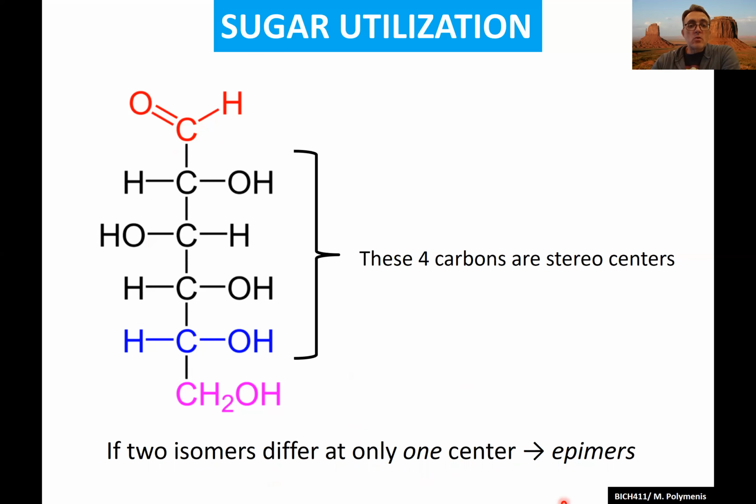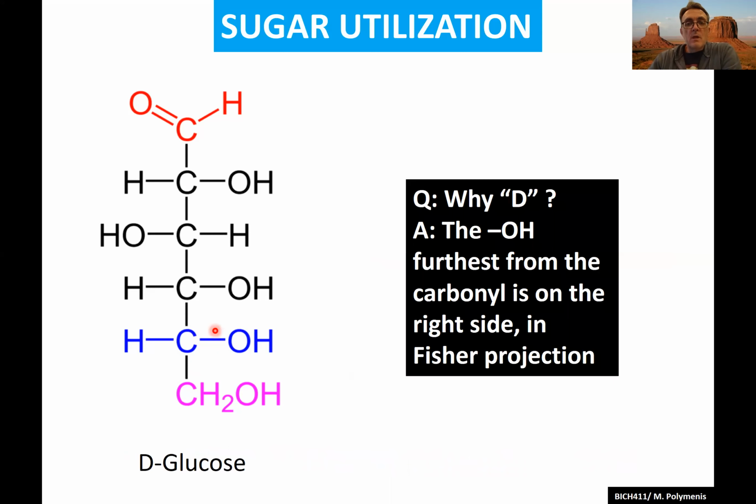If they differ at only one center, at only one carbon, then they are called epimers. So that's the definition of an epimer. All of them are isomers to each other, so now you have a big group, they're all 16 isomers, but for glucose, for example, if the difference is only at one carbon, at one center, then those two are called epimers.